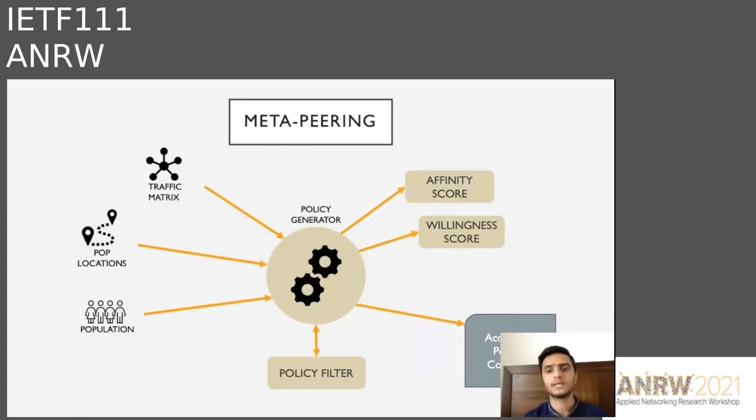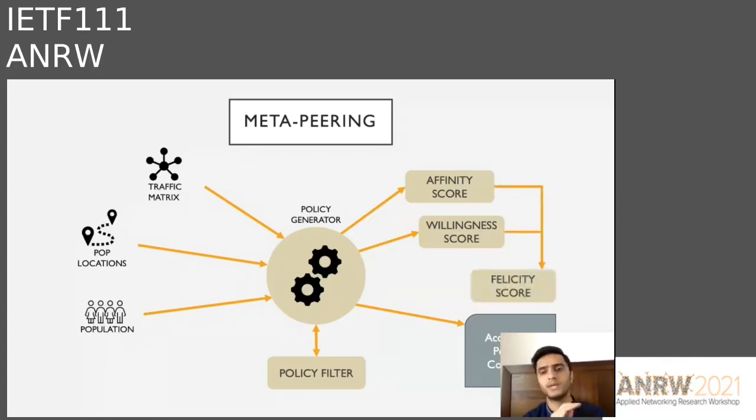The next one is it uses the same POP locations and also the traffic matrices to give out peering willingness scores for each of the common POP locations from the perspective of both ISPs. So the overall willingness score for a particular peering deal is just the average of these scores at particular points. Third, it optimizes the selection of POP locations using the individual willingness scores to generate acceptable peering contracts.